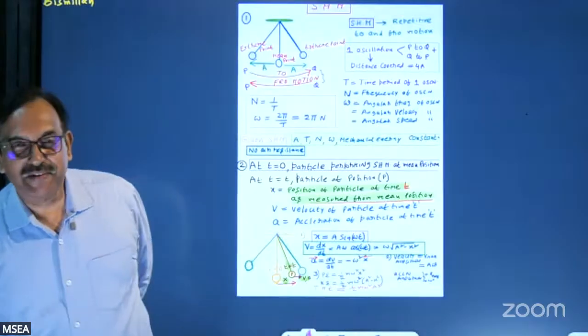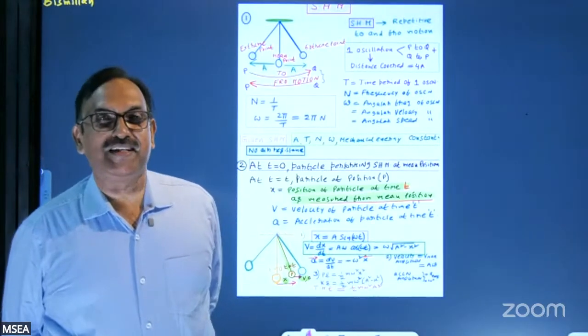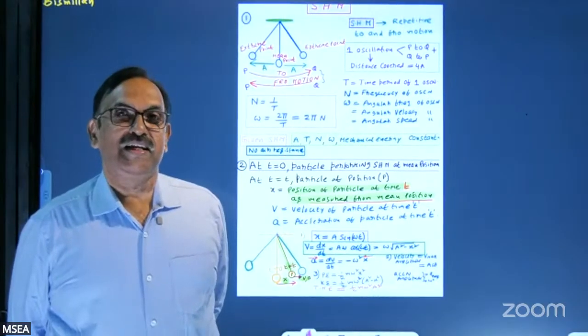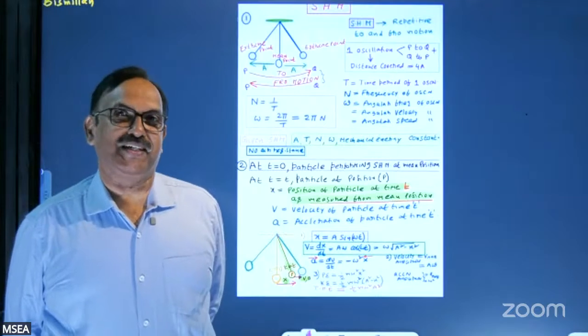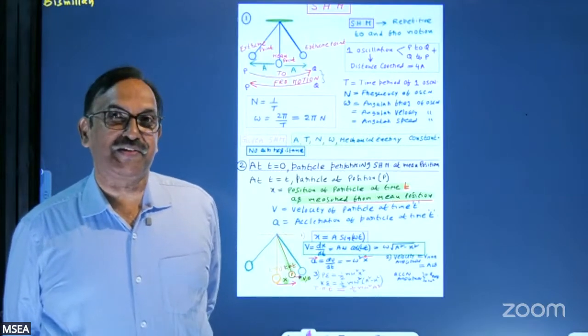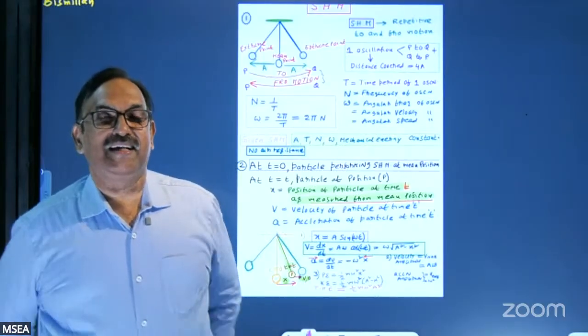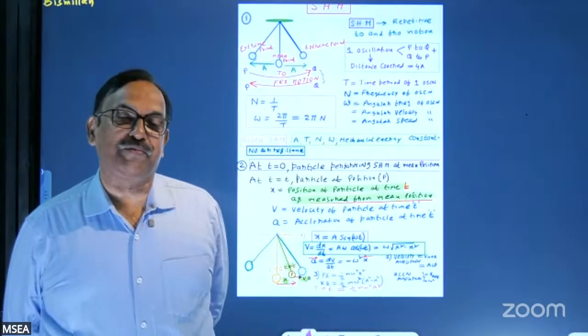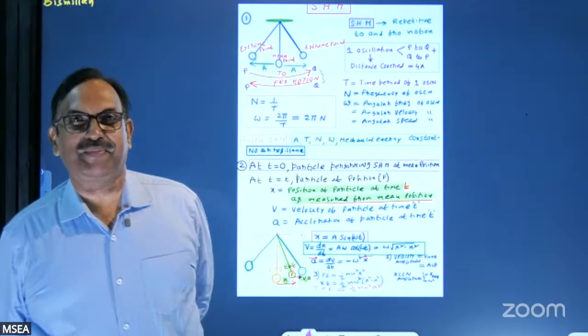And as everyone knows, the knowledge of these SHM concepts we use in sound and wave motion, in physical optics, even in electromagnetic waves. So directly, maybe one or two questions come from SHM. Indirectly, its application will be there in another as many as 4 to 5 questions. So on the whole, a very important topic.